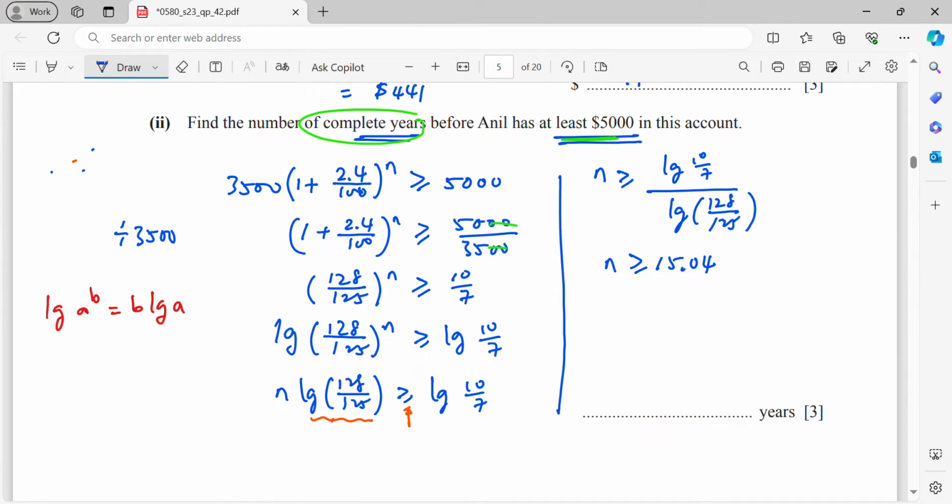So I'm getting this now, but the question is asking for complete years. So you must get at least 15.04 years. So it's already exceeding 15 years. Therefore, the complete years is 16. Okay, so that's the solution for question 2 of this part.